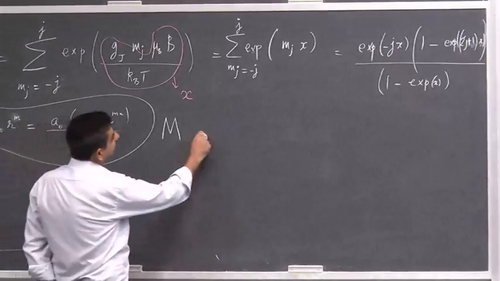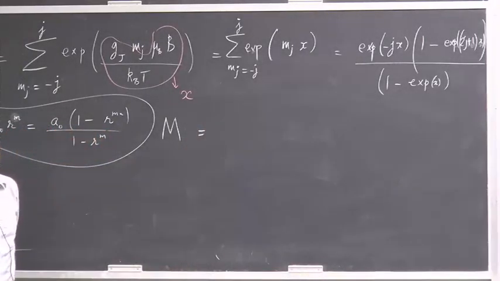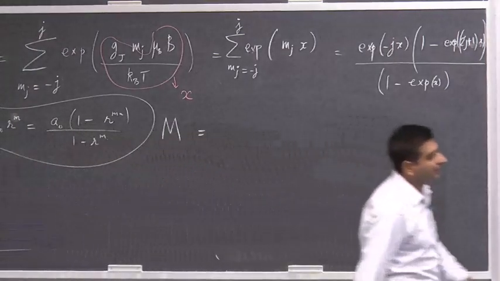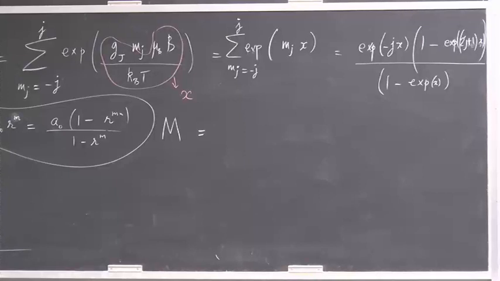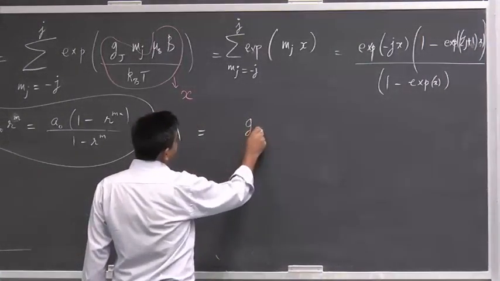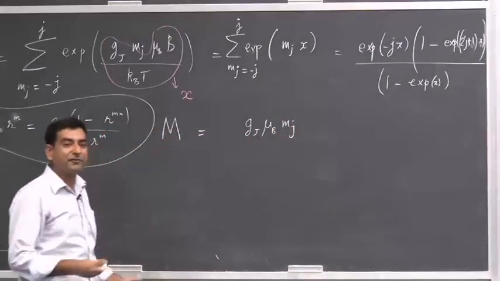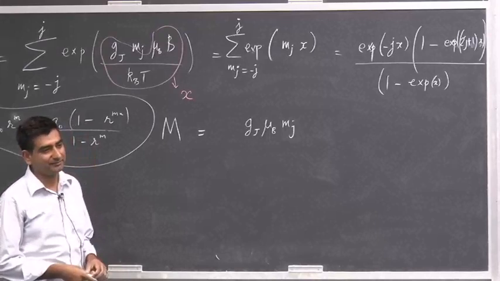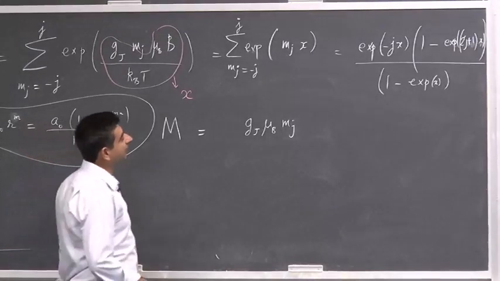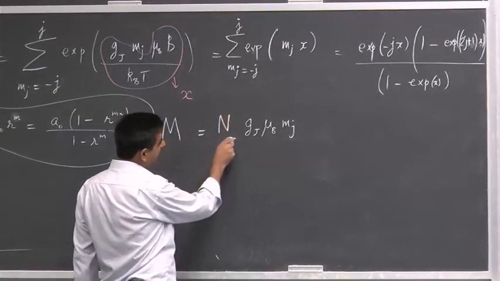Now if the particle is in a state mj, what is its magnetic moment? This is the magnetic moment for a particle in the state mj. So if a particle is in the state mj, its magnetic moment is gj mu b mj. Now we need to find out the fraction of particles in this state, multiplied by the total number of particles divided by the volume.